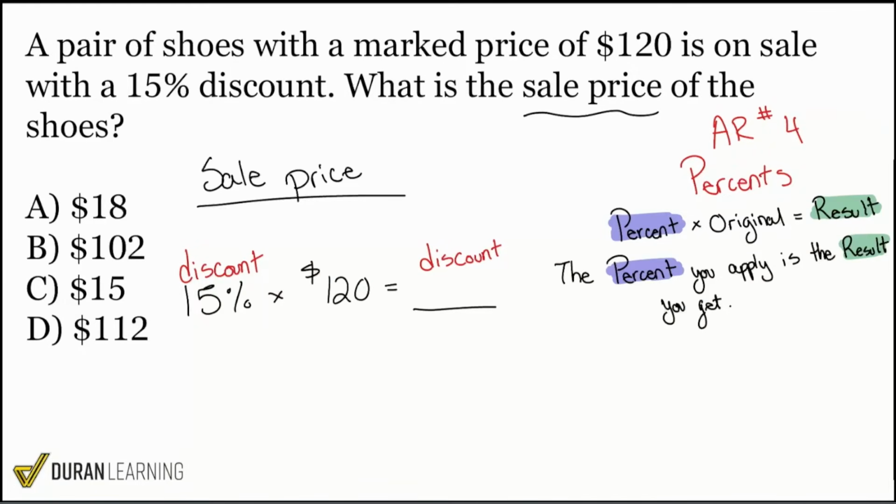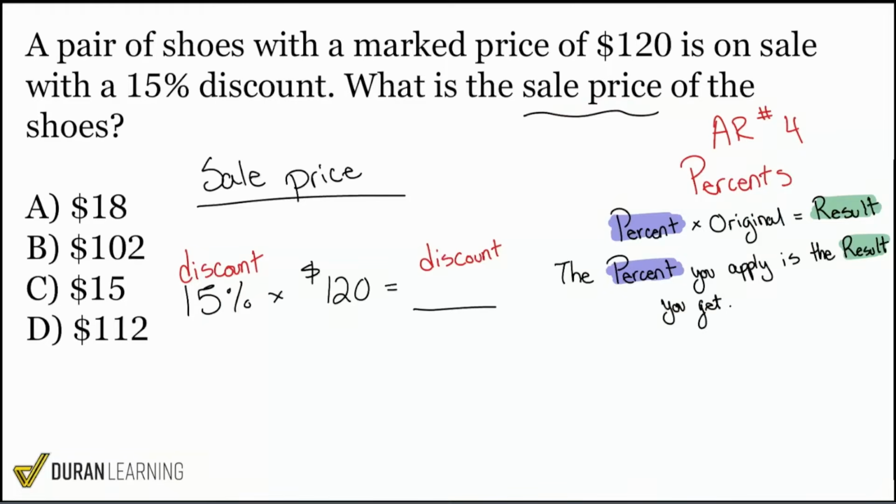Everybody, quick question. Are we looking for the discount? Is that what we're looking for? Is that the final answer? The final answer is going to be the discount amount? Oh, no, absolutely not. What did we say? We want the sale price. We want the price that we're going to pay. We don't want the amount that we're saving. We want the final price.